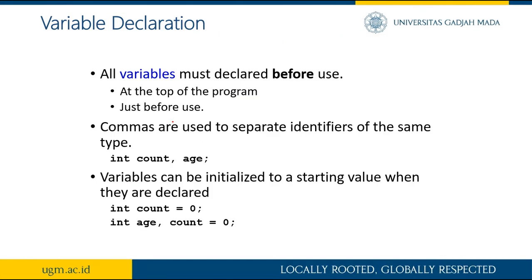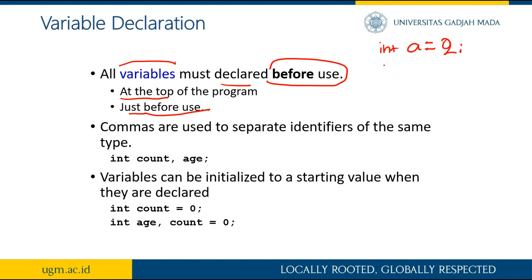So when we have to declare a variable, it must be declared before use. It can be at the top of the program or just right before we use it. It's all possible. For example, I will declare integer a, and then a is 0, maybe 2, and then I will use b, integer b is 1, and then I create integer c, and then c is a minus b. So it is possible.